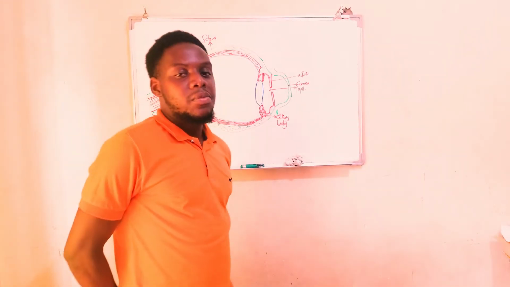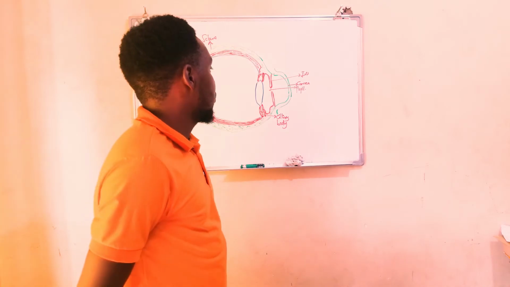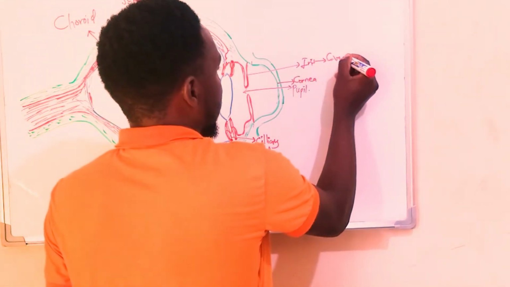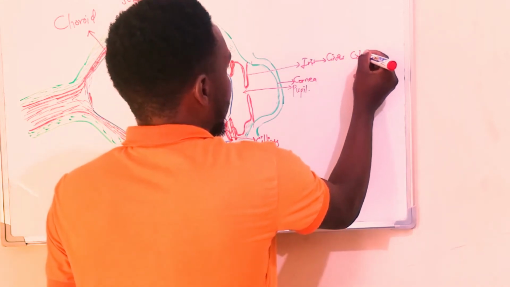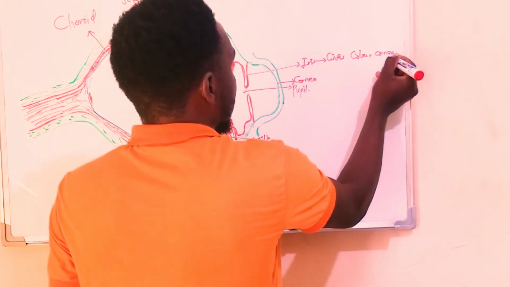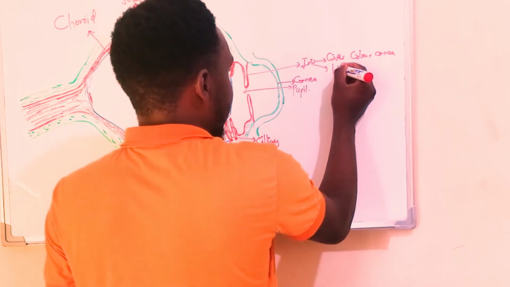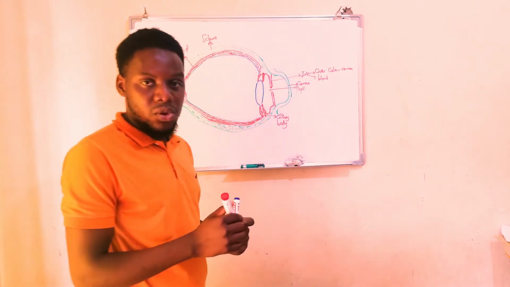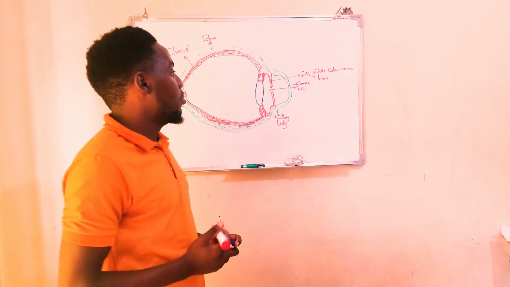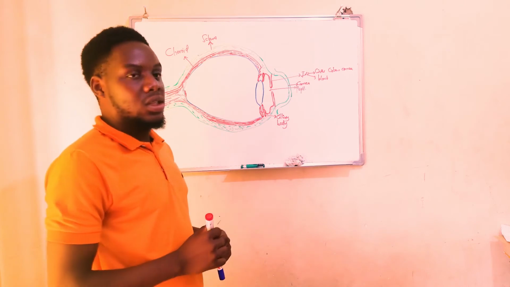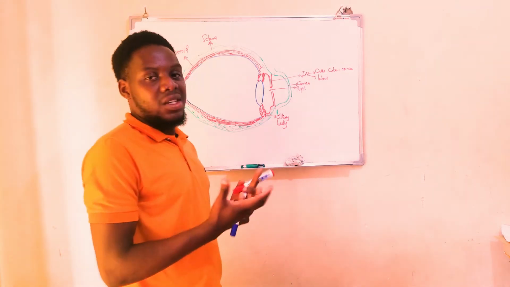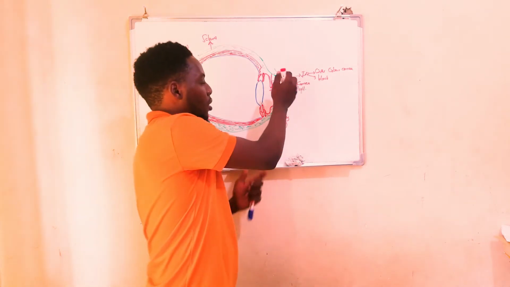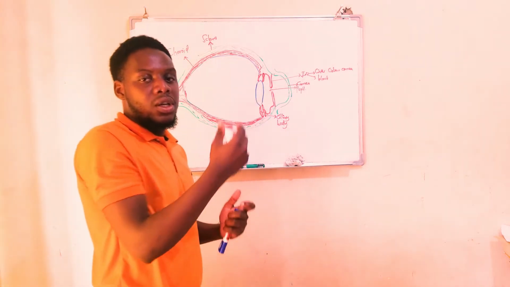The other part of the iris that I have to talk about is the fact that the iris gives color to the eye. So if a person has got a black iris, their eye will look black. If a person has got a blue iris, their eye will also look blue. So the iris functions in determining the amount of light that is entering the eye through the process of pupil constriction or pupil dilation.